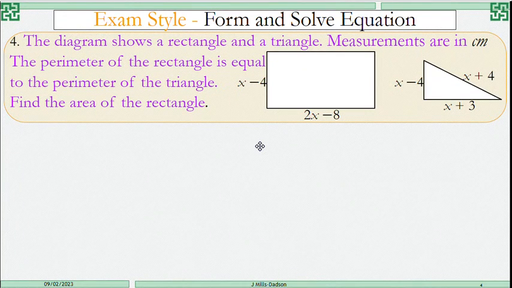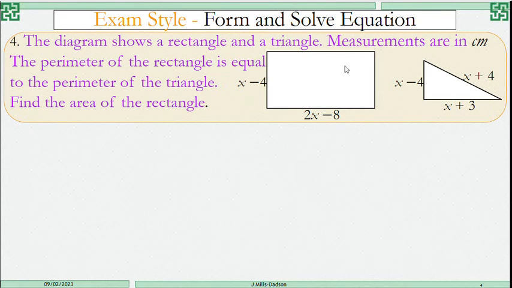This is another exam style form and solve equation. The diagram shows a rectangle and a triangle. Measurements are in centimeters. The perimeter of the rectangle is equal to the perimeter of the triangle. Find the area of the rectangle.